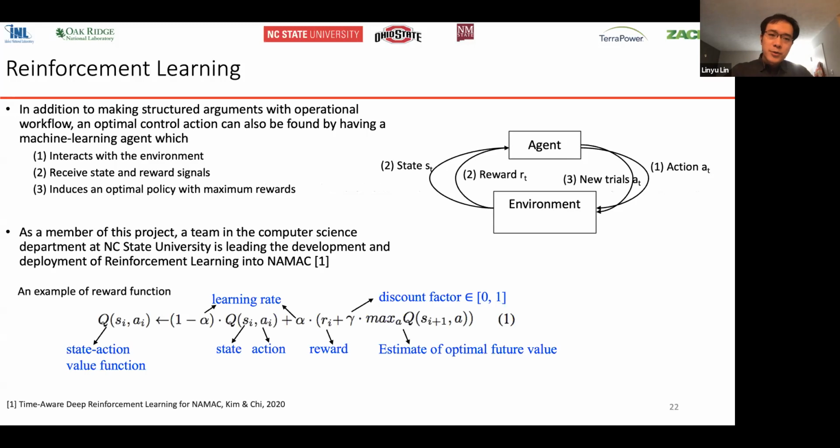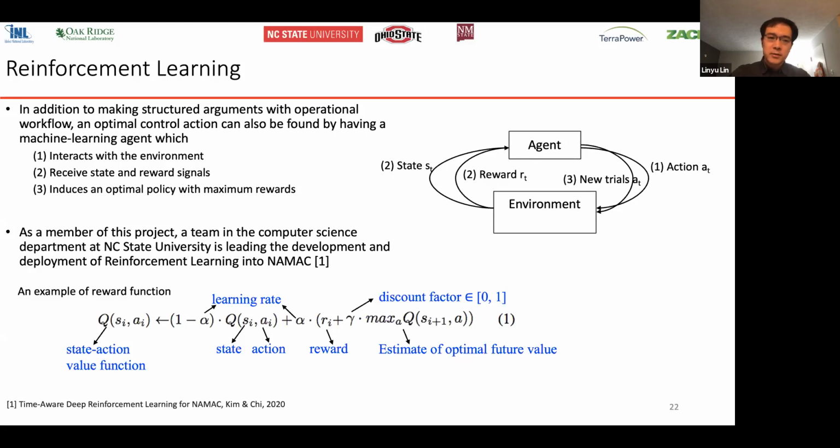In addition to making a structured argument with the operational workflow, we can also find the optimal control action by having a machine learning agent that interacts with the environment, receives signals from the environment, and gradually induces the optimum policy that has the maximum rewards. So reinforcement learning is a completely black box approach for control systems. As a member of this project, we have a team in the computer science department at NC State that is trying to develop and deploy such reinforcement learning techniques into WAMAC.